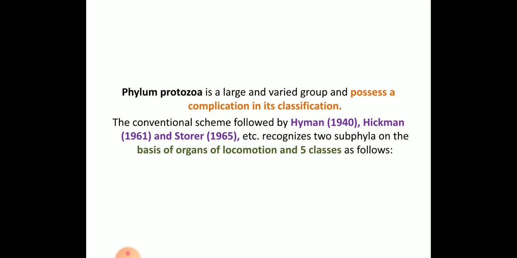Before that, the phylum Protozoa is a large and varied group, and here the classification is mainly based on Hyman. He was the first, followed by Hickman and later Storer. They differentiated the phylum Protozoa on the basis of the organ of locomotion, into five different classes. Later on it was modified. Before that, we'll see what those five classes are.